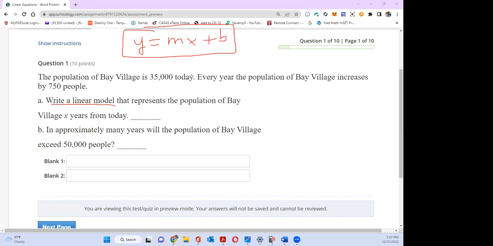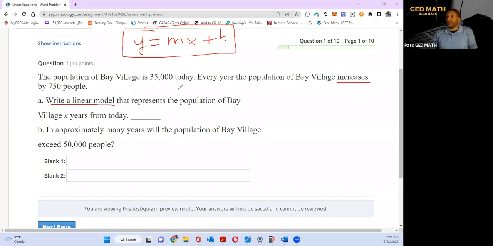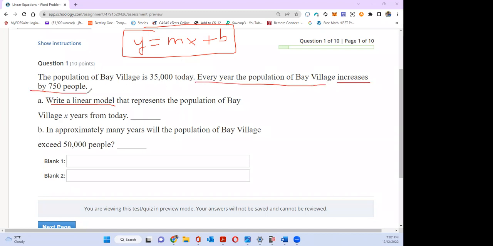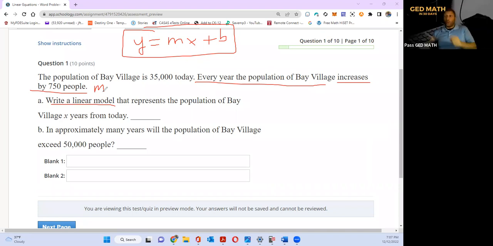750 people. So hold on. Every year, the population increases by 750 people. So your 750 is not going to change? It will change. Okay, because that's going to change, that's your m. What's not going to change? 35,000. That's your b.